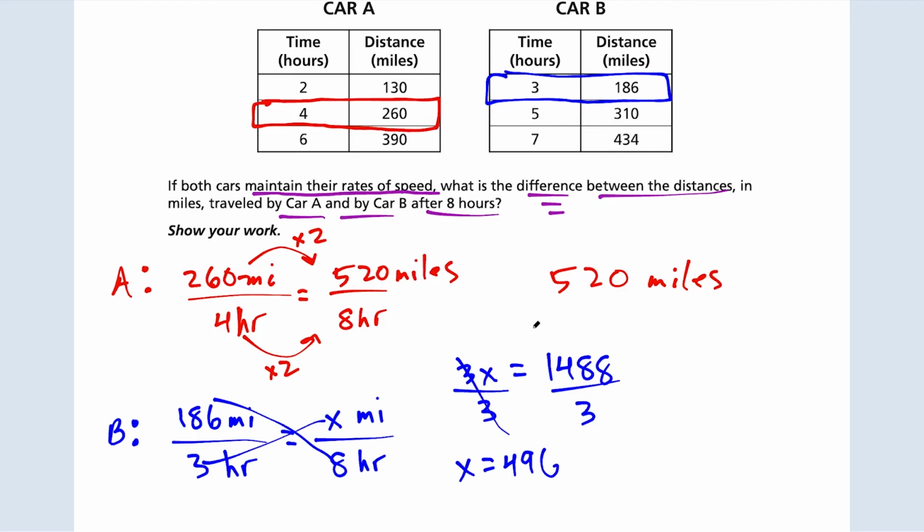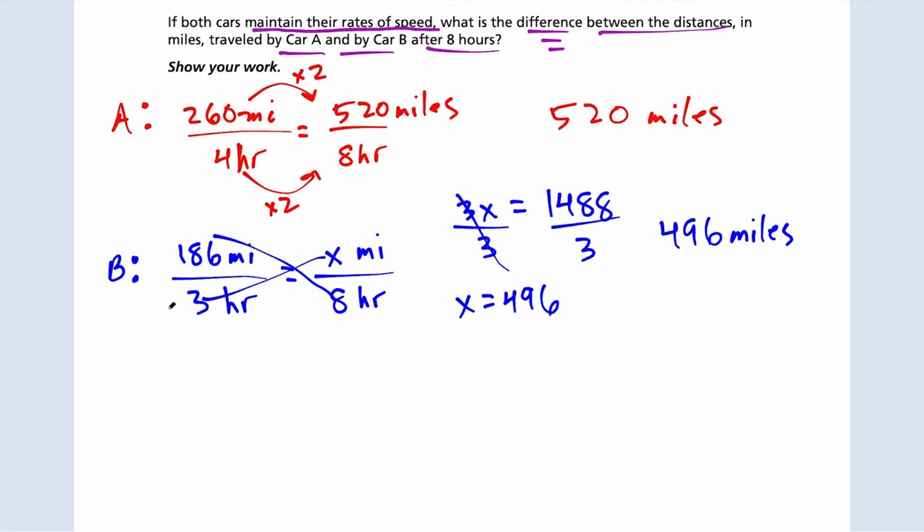So how far does car B go after 8 hours? It goes 496 miles. So now to actually answer the question here, to find the difference, we're just going to subtract. We're going to take the bigger number, 520. So the difference, we're going to have 520 minus 496. And for this, we could just use a calculator, but we're already here, so might as well just do the long subtraction.